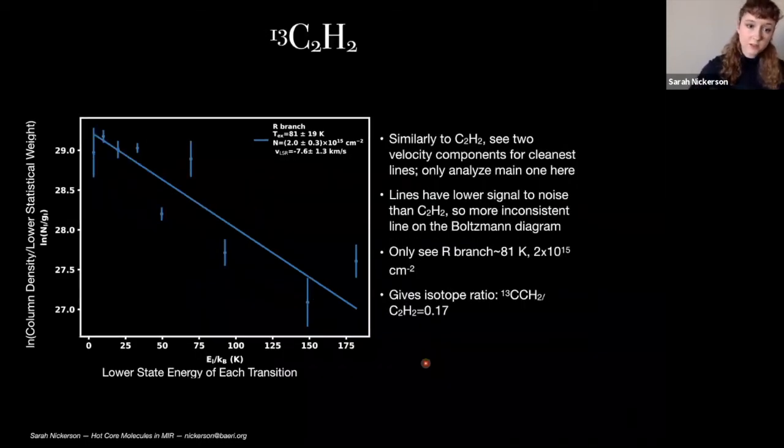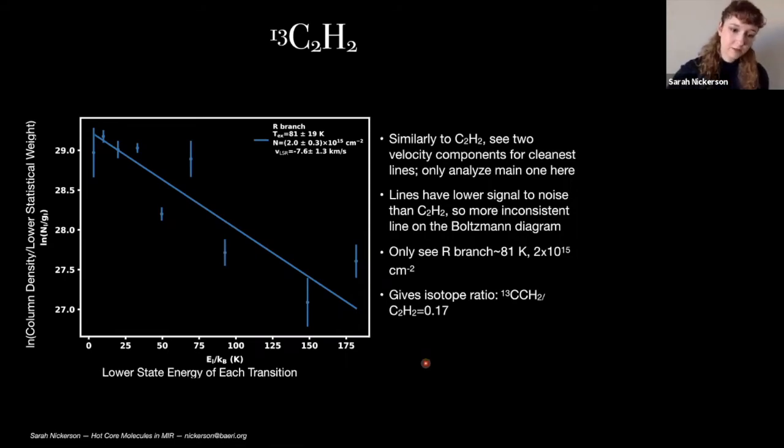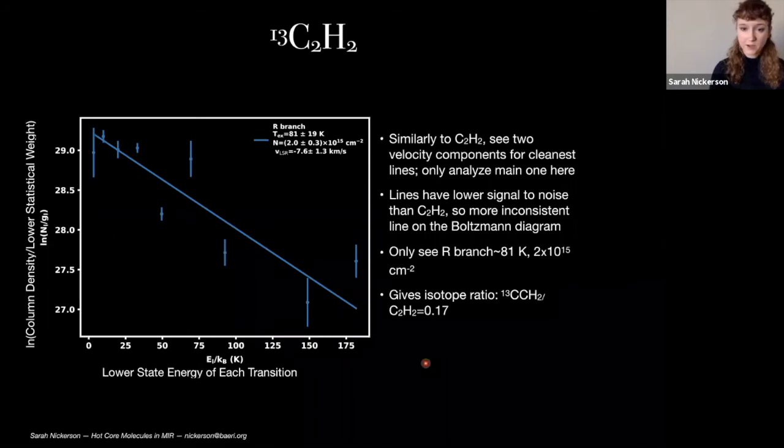And now here, we also see a number of transitions for the next most abundant isotope. Oh, sorry, there's a typo in the title. It should be 13CCH2. These lines were a bit more noisy, a bit fainter, and so this rotation diagram, looking at the column density versus the energy of transition, is a bit more noisy, a bit less coherent than the other ones because of the noise. And again, we're seeing similar temperatures and similar densities. And then this would give us a ratio of the isotopes of 0.17.